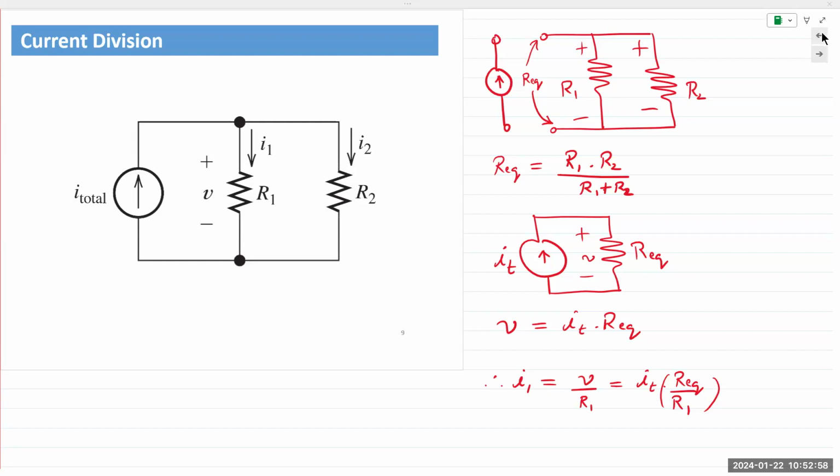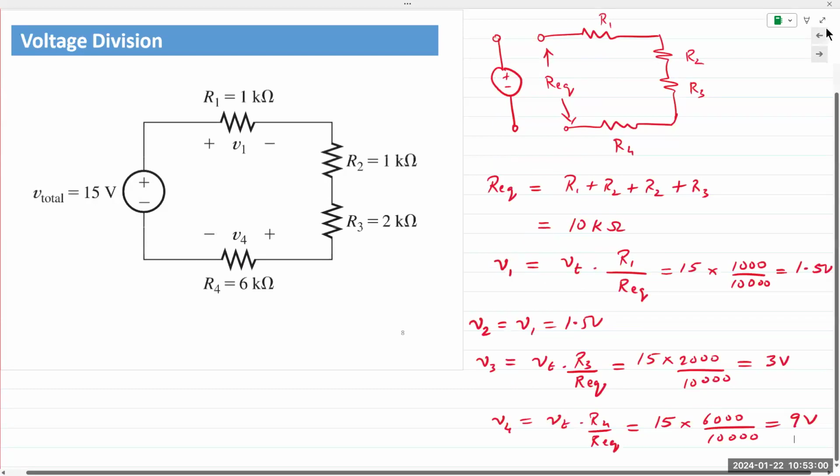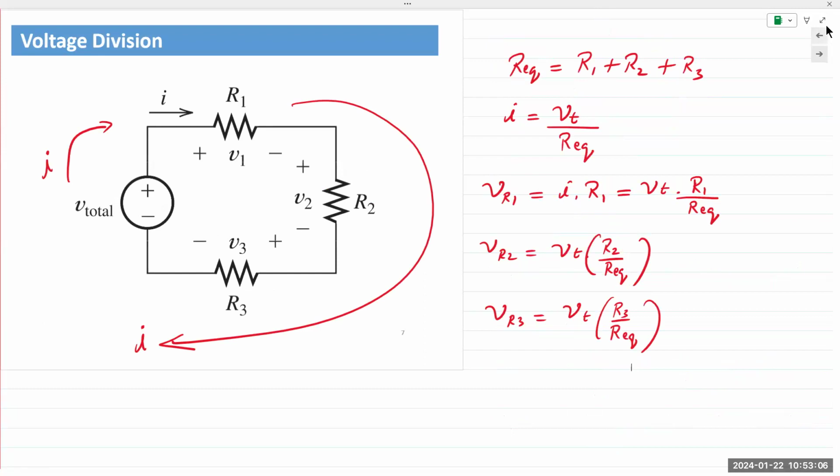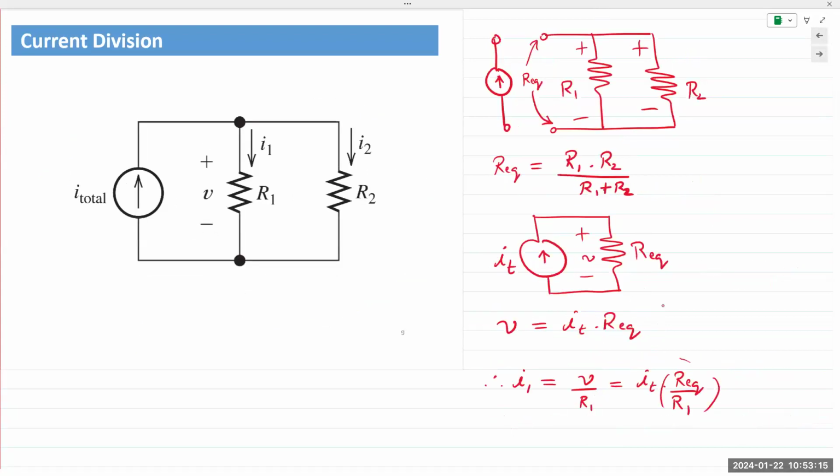If you compare this with voltage division, the principle is the same. A fraction of the voltage or a fraction of the current appears across or through that resistor. In voltage division, Req is in the denominator. In current division, Req is in the numerator. So very similar equations.